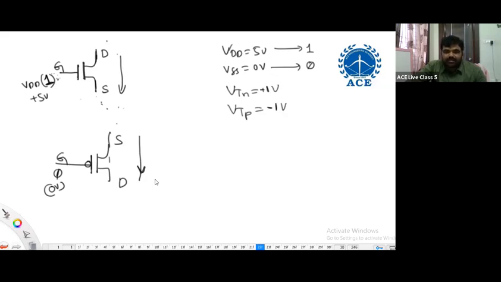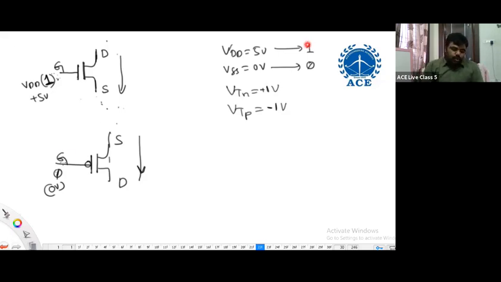So N-type or P-type is also important. Now finally, from this conclusion, what is it here? If the gate is connected to logic 1 potential, the N-channel MOSFET is on. When the gate is connected to logic 0, the P-channel MOSFET is on. Once again, the N-channel MOSFET is on when the gate is connected to logic 1. The P-channel MOSFET is on when the gate is connected to logic 0. Logic 1 is switching on the N-channel MOSFET. Logic 0 is switching on the P-channel MOSFET.